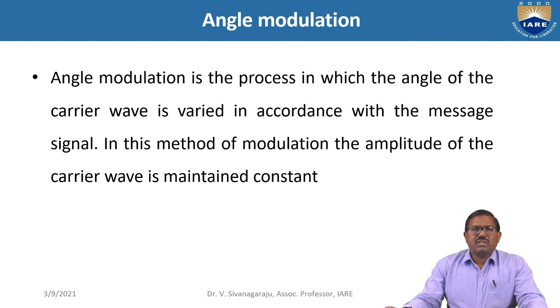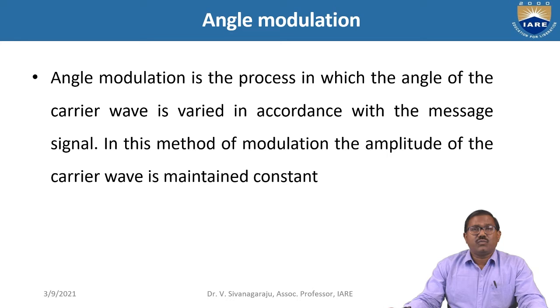Generally, we know the definition of modulation. Modulation is the process in which some characteristic of the carrier wave is varied in accordance with the message signal. Here, that characteristic is either frequency or phase, and that we can call angle modulation. If frequency is varied, we call it frequency modulation, simply FM. If phase is varied, we call it PM.